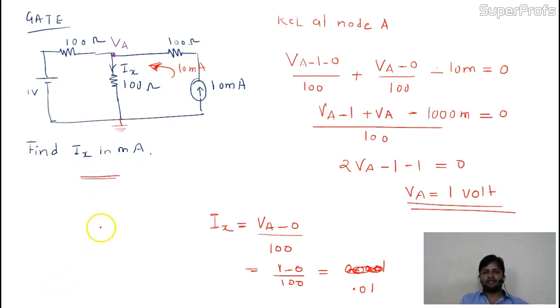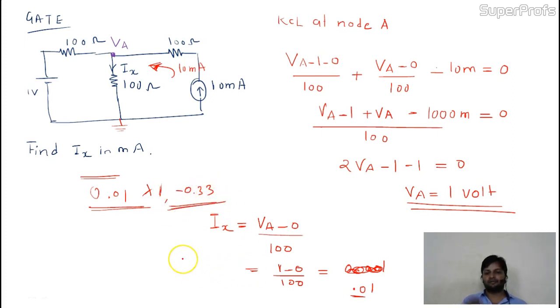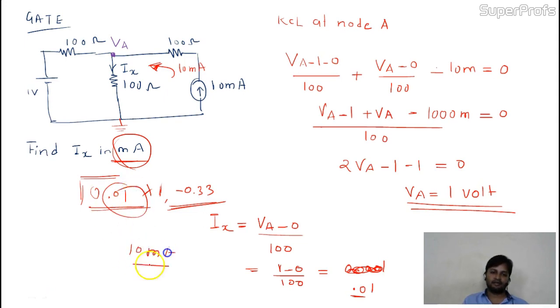So some students will directly write 0.01 as the answer. In an examination, they will feel 0.01 is it. That's it. If you do like this, you will lose marks. Not only 1 mark, 0.33 negative marking also. Because please observe this carefully. They're asking in milliampere. You are giving the answer in ampere only. So convert it into milliampere. This is 10 milliampere, so in the box you have to write 10. Milliampere is the unit because they're asking milliampere.